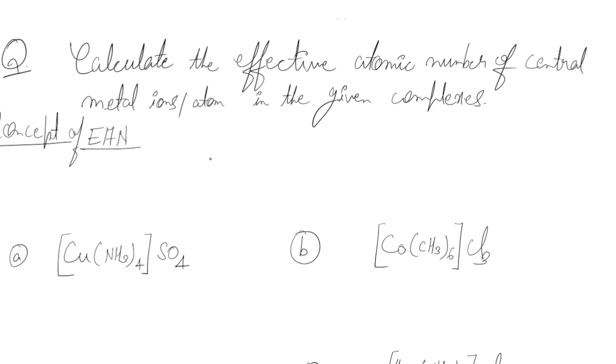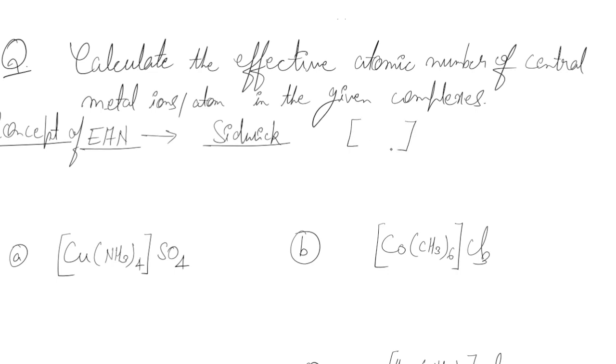In coordination chemistry, effective atomic number is given by Mr. Sidgwick, and he said that if any complex is following the EAN which is equivalent to the noble gas configuration, then that complex will be stable. It means that if you have any kind of complex, right?